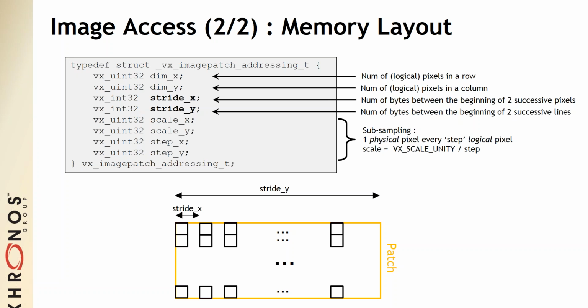And one thing to notice here is when you call copy image patch, the only fields that the spec requires to update are dimension x, dimension y, stride x, and stride y. And in fact, the most important ones are stride x and stride y, because that specifies the layout of the buffer that is there in the host.